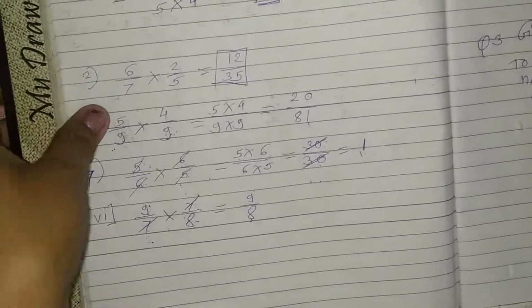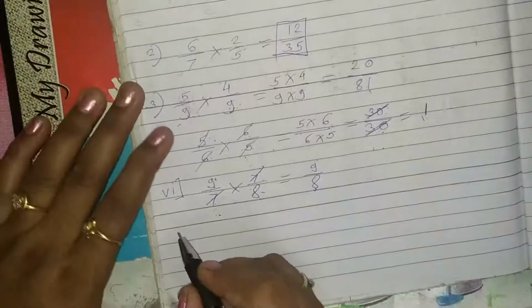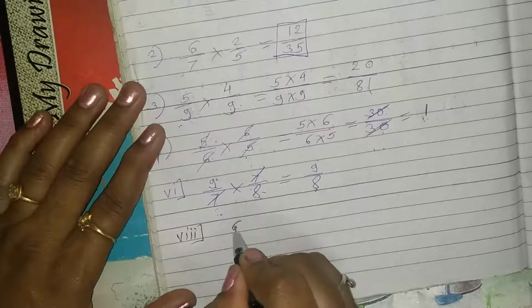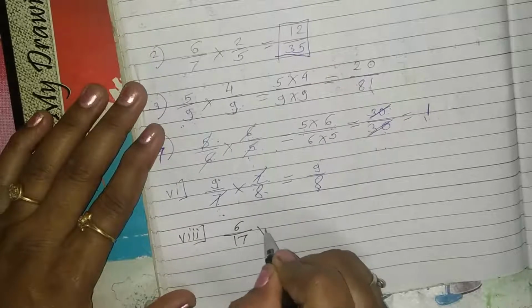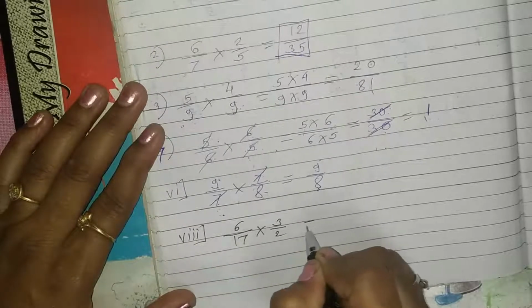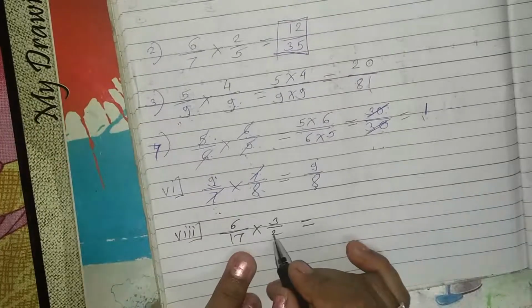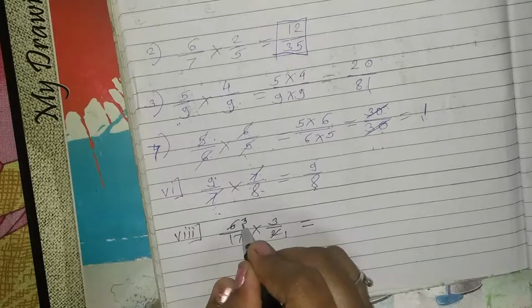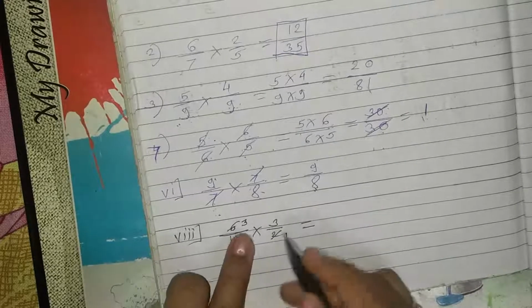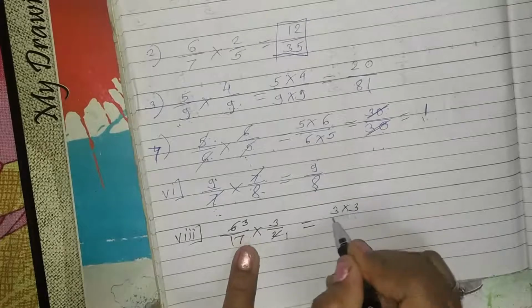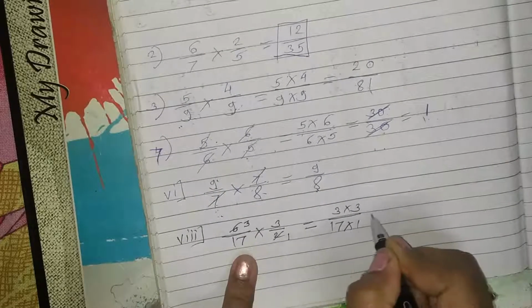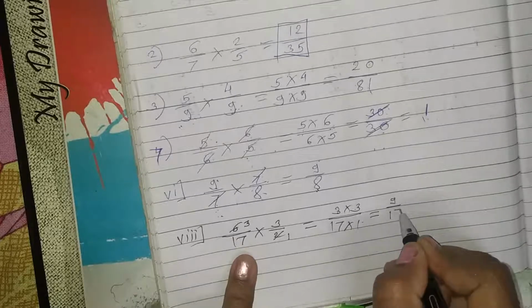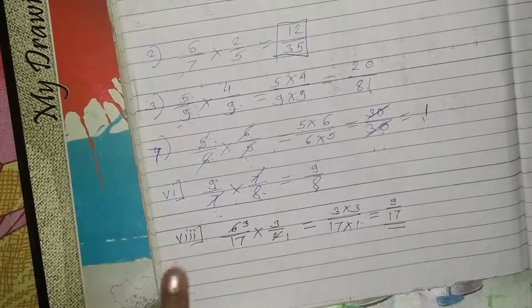Now see one more example of reduction I will show you, student. That is example number 8 in the book. 6 upon 17 multiply by 3 upon 2. Here you can reduce first also, student. 2 1s are 2, 2 3s are 6. This way. And then you can do 3 multiply by 3 upon 17 multiply by 1. So 3 3s are 9 and 17 1s are 17. This will be your answer.